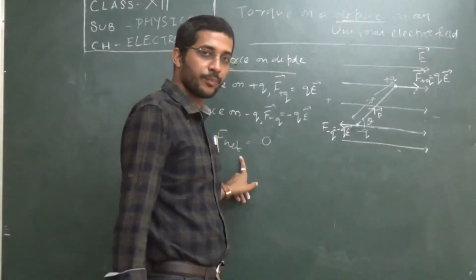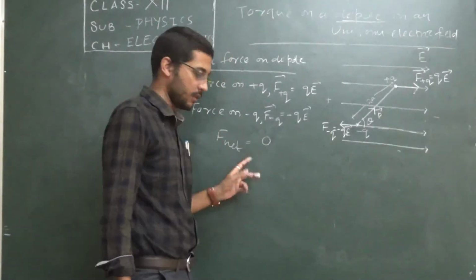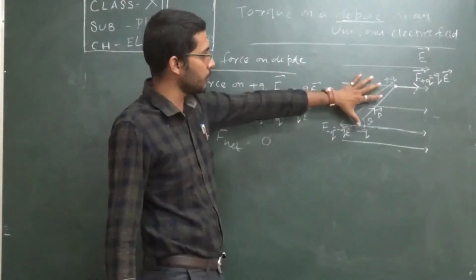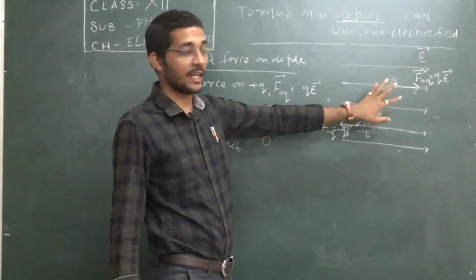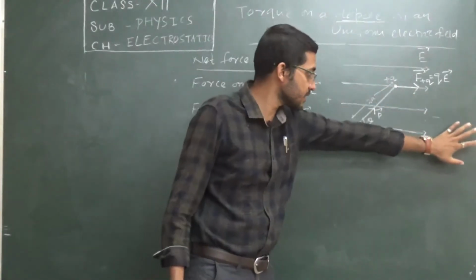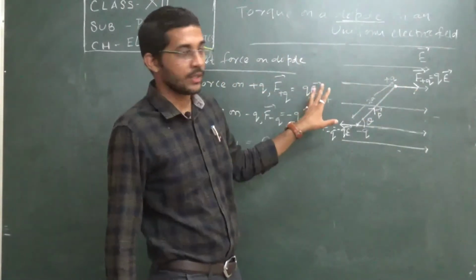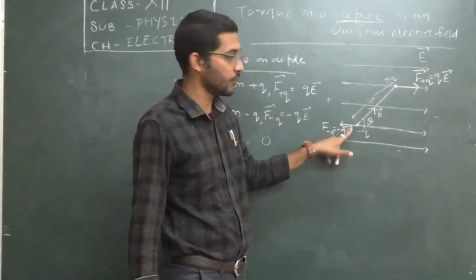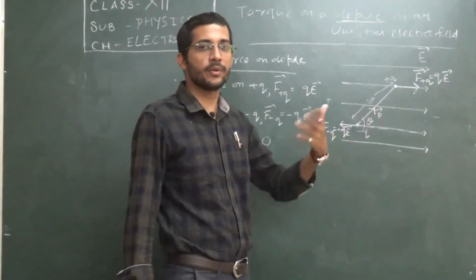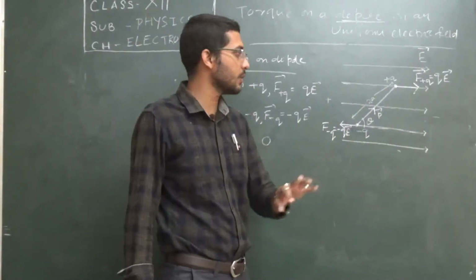So what is the reason behind finding this? When the net force on the dipole is 0, that means the dipole will keep its position. The dipole will not displace in this direction nor in this direction. Then the second case comes: two forces are acting in the form of a couple, so there will be formation of a torque. So we need to calculate the torque.